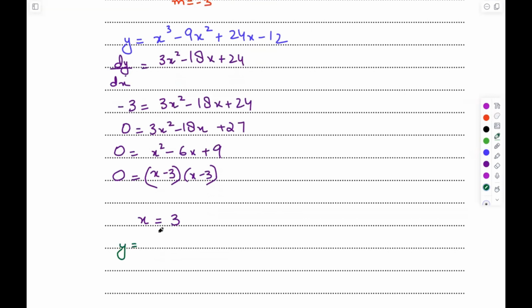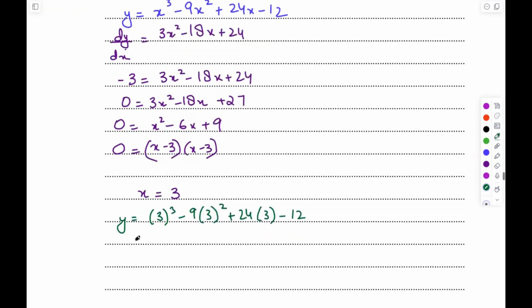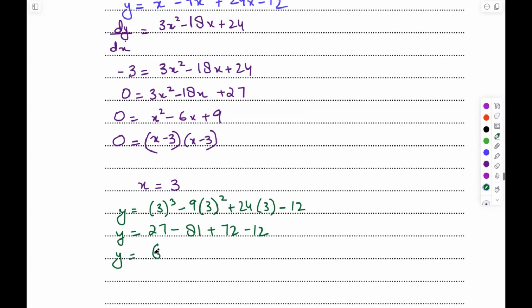So y will be 3 cubed minus 9 into 3 squared plus 24 into 3 minus 12. So 3 cubed is 27. This will become minus 9 into 9, which is 81. 24 times 3 will become 72, minus 12. Substituting this in the calculator, we'll get 27 minus 81 plus 72 minus 12, and that is equal to 6. So the y coordinate is 6.